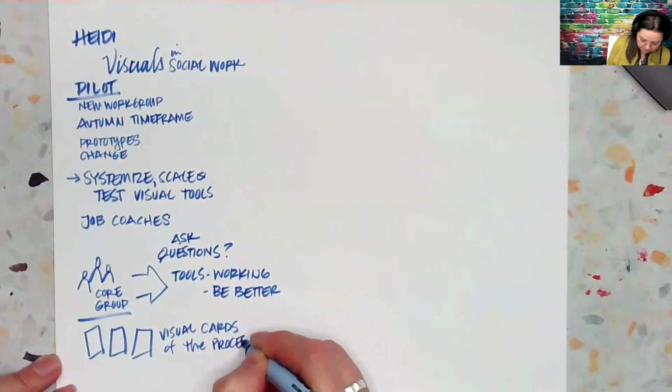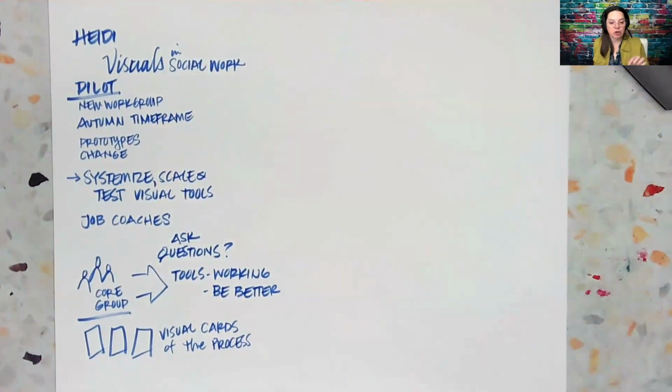Right. So you're using visual cards currently to show the process. Yes. What are they doing before or after that? So here's what I'm trying to get at: if these are job coaches and they already have something that's working, we don't have to recreate it. Let's not do that. Okay.